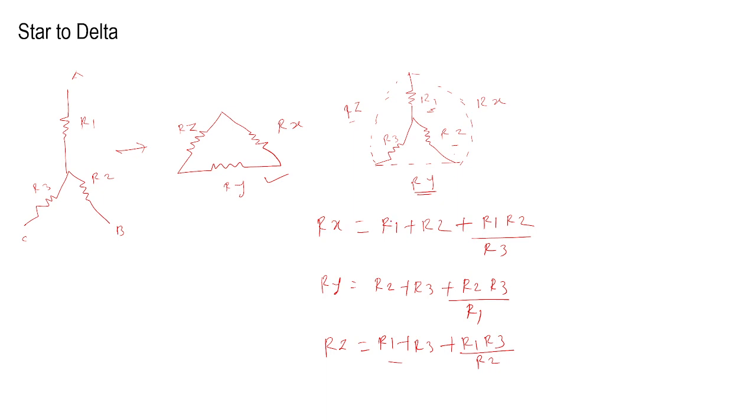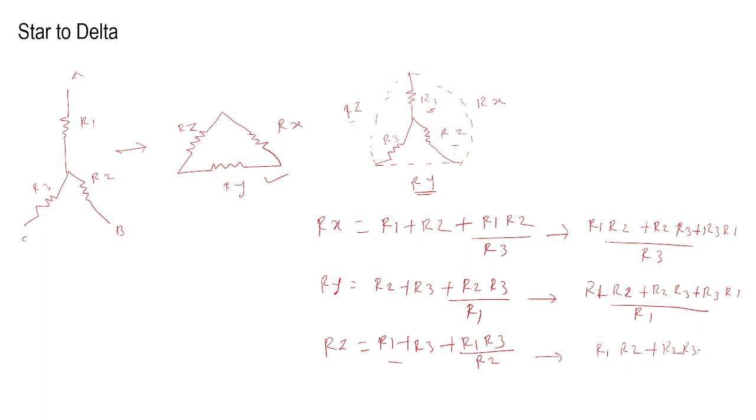I hope it is clear. Again also you can simplify like this: R1 R2 plus R2 R3 plus R3 R1 divided by R3. Again also it will be simplified: R1 R2 plus R2 R3 plus R3 R1, divided by the opposite resistor R1. Again it will be simplified: R1 R2 plus R2 R3 plus R3 R1 divided by R2. So in this way it will be converted.